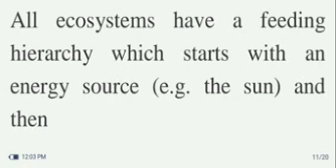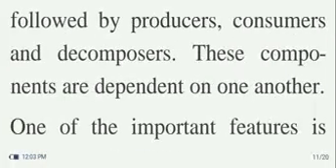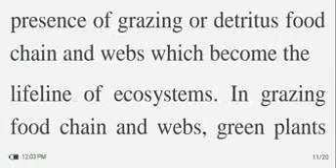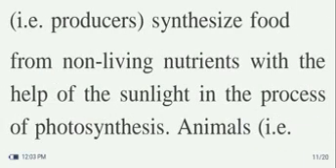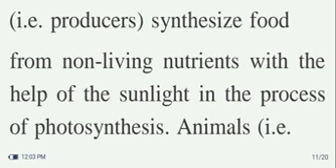All ecosystems have a feeding hierarchy which starts from an energy source like the sun and is then followed by producers, consumers and decomposers. These components are dependent on one another. One of the important features is the presence of grazing or detritus food chains and webs, which become the lifeline of ecosystems. In grazing food chains and webs, green plants as producers synthesize food from non-living nutrients with the help of sunlight in the process of photosynthesis.